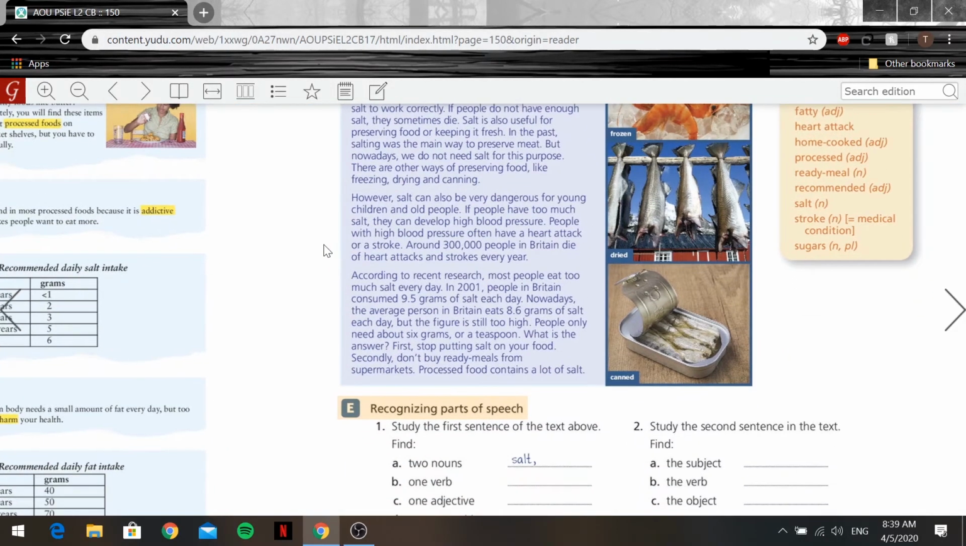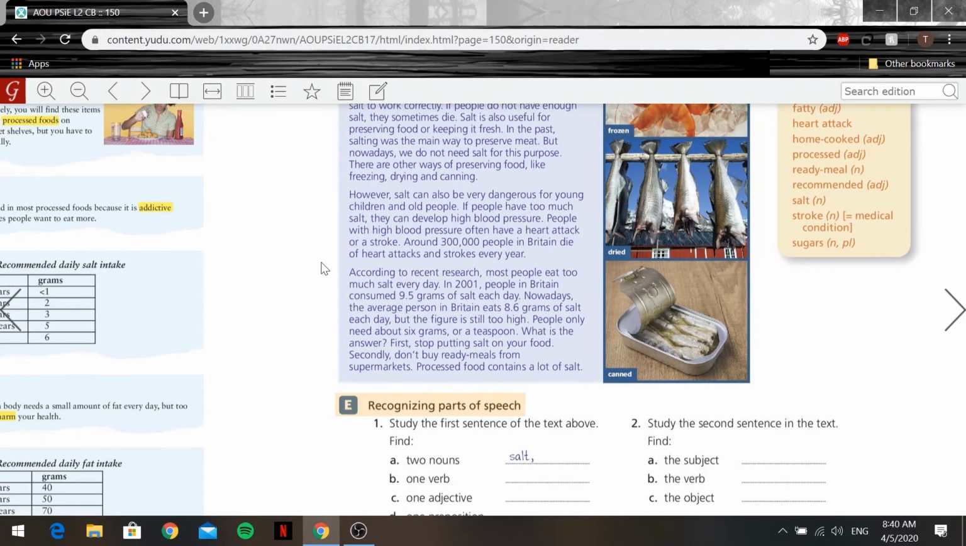However, salt can also be very dangerous for young children and old people. If people have too much salt, they can develop high blood pressure. People with high blood pressure often have a heart attack or a stroke. Around 300,000 people in Britain die of heart attacks and strokes every year. According to recent research, most people eat too much salt every day. In 2001, people in Britain consumed 9.5 grams of salt each day. Nowadays, the average person in Britain eats 8.6 grams of salt each day, but the figure is still too high. People only need about 6 grams, or a teaspoon.